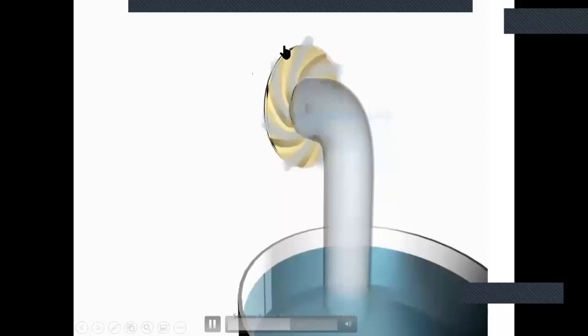When it is moving outside, what happens? At the impeller eye, suction vacuum is created, and when the vacuum is created, negative pressure is created, so water is drawn from the sump. Again, the continuous rotation takes place.